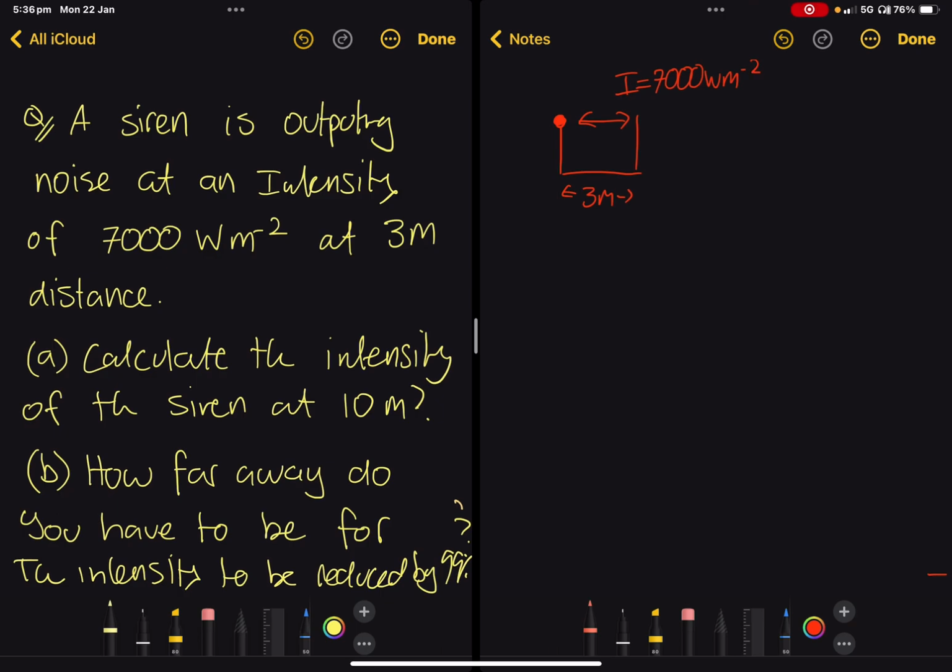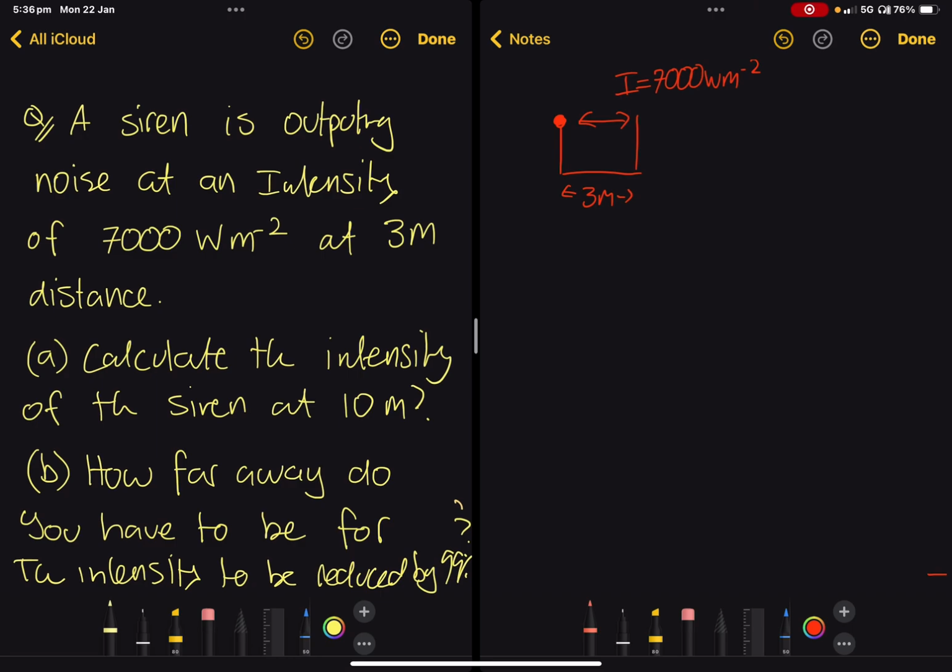And then we are asked to do two things. A, calculate the intensity of the siren at 10 meters. And then B, how far away do you have to be for the intensity to be reduced by 99%. So the first question, how loud is the siren at 10 meters? The second question, a little bit more complicated, is how far away do you have to be for the siren to be reduced by 99%. So essentially for the siren to be largely inaudible.